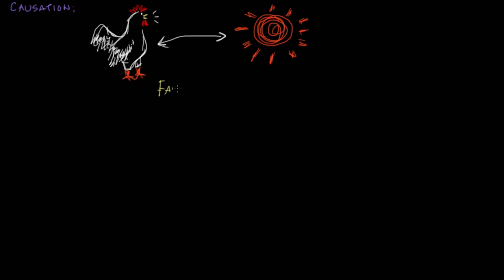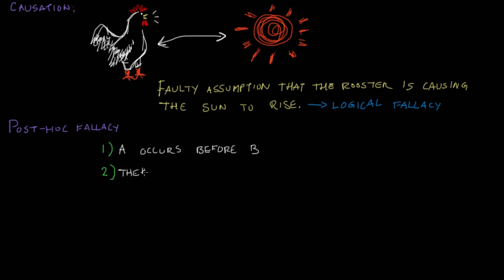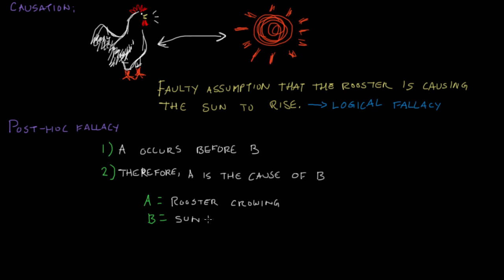At the break of dawn, a rooster crows as the sun begins to rise. You make the faulty assumption that the rooster is causing the sun to rise because every time it crows, the sun rises. Now, this is a prime example of a logical fallacy. This fallacy is known as the post hoc fallacy, or post hoc ergo propter hoc, which is a Latin phrase for "after this, therefore, because of this."